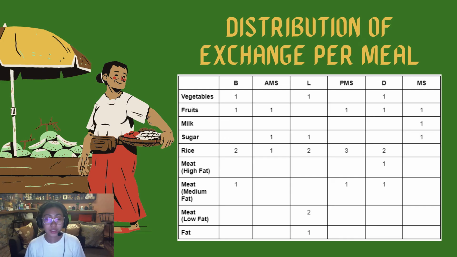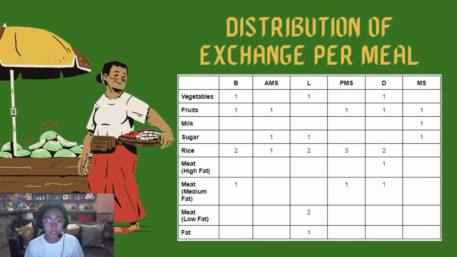I am Marga Sassel and I will be discussing the table for the distribution of exchange per meal. So we start with breakfast first, then lay out what kind of meal the person will be having and put the number of exchanges in each food category.